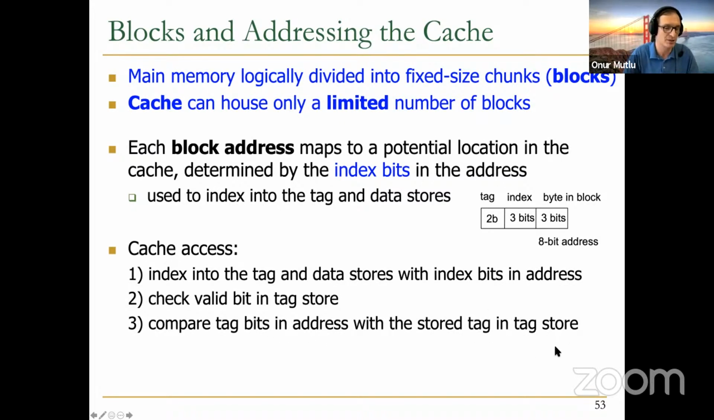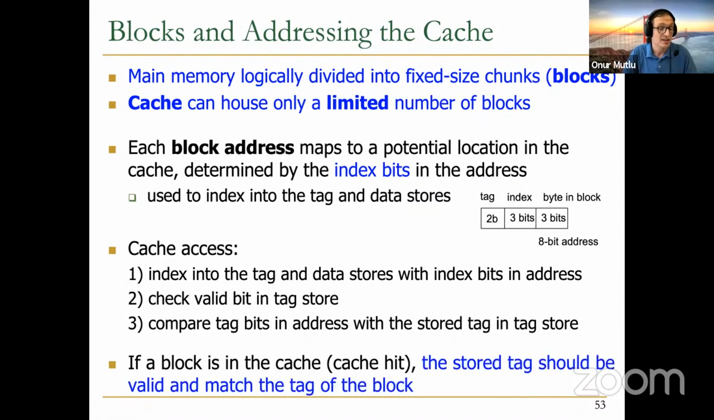I'm going to show you this pictorially in a little bit also. And if they match, if the valid bit is set and the tag bits stored in the index match the tag bits of the address that you're looking for, then there's a hit. Then you declare that there's a cache hit. That means the block is in the cache. And that's it, basically. Then you can get the data from the data store.